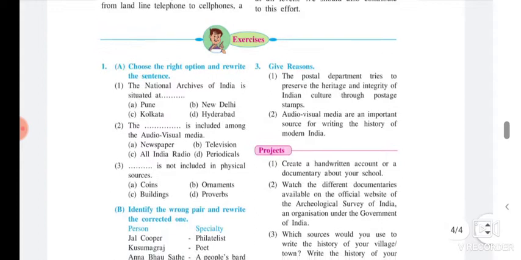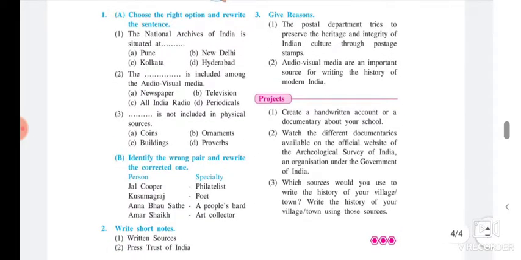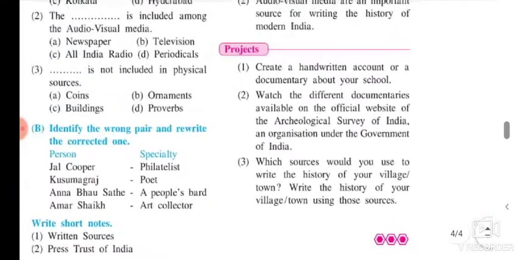Right next, you have the exercise. Do the exercise; all the answers in the exercise you'll get from the chapter above. And finally, you have a project at the end. I'll read that for you.